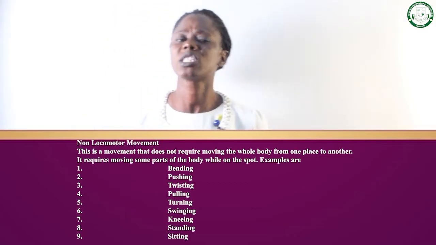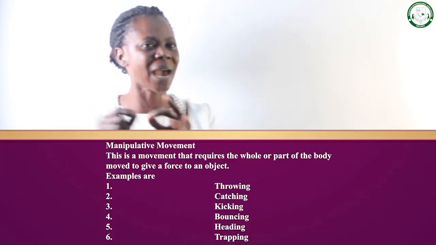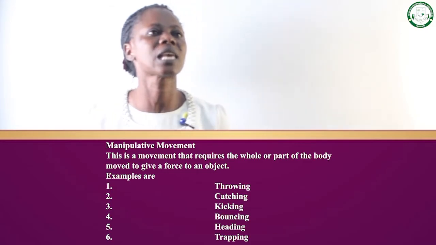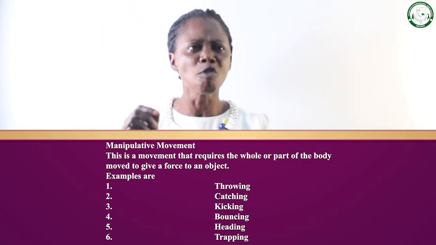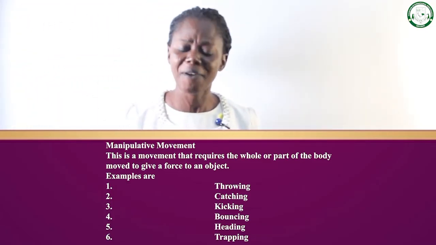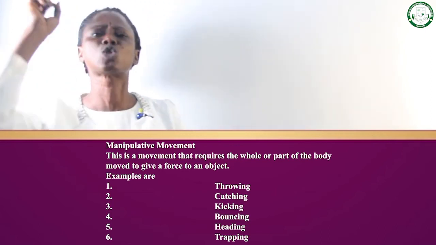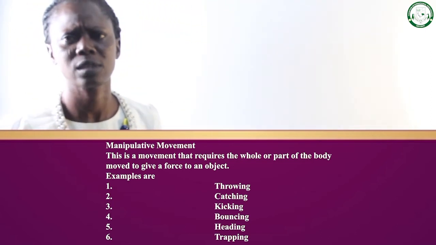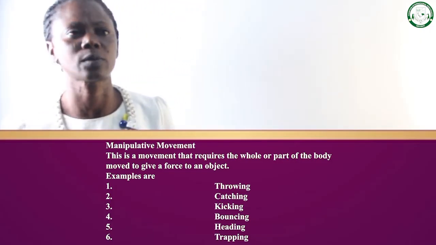The third one is known as manipulative. From the word itself, it means it's being manipulated. This is a movement that requires the parts of the body to move in order to give force to a particular object. For example, if I have an object in my hand and I want to throw it, I need to apply force in order to let that particular object get to where I'm sending it.